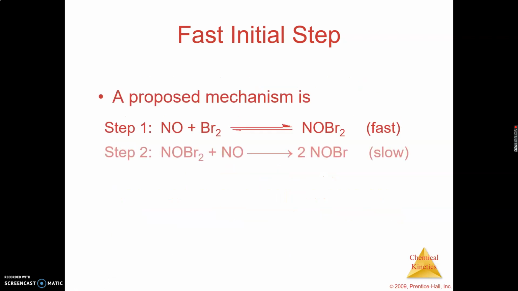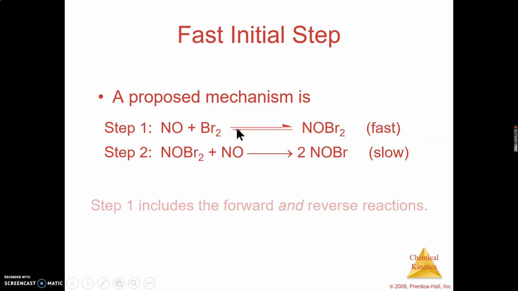So we could look at the proposed mechanism, right? The main thing I want to show you is they tell you the first step is fast, okay? So step 2 is our rate determining step. One thing to make note of here, step 1 is at equilibrium. The forward and the reverse reaction occurs. We'll talk more about equilibrium next week.